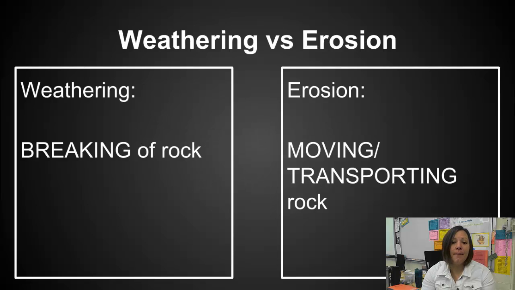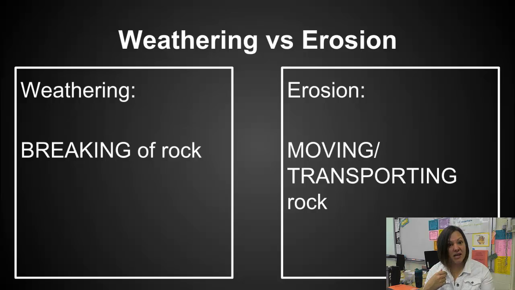Oftentimes what we've been talking about in class is the erosion of the sediment on the stream tables. It moves those sediments away. But how do those sediments occur? How do they form? How do we get big rock into smaller rock? And it all comes down to weathering.